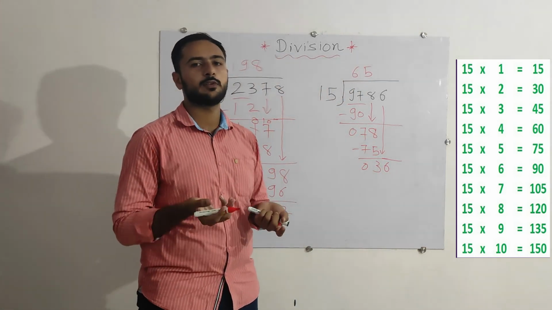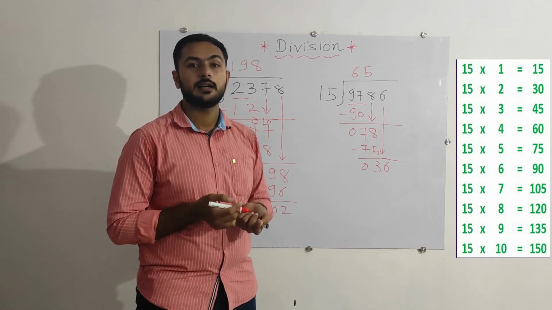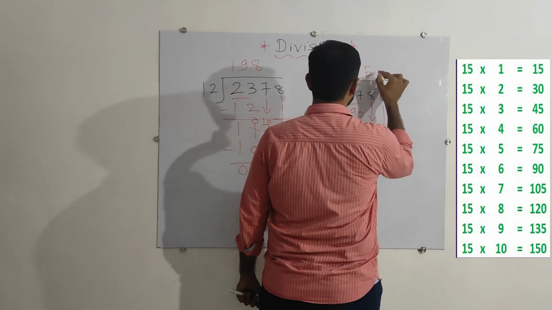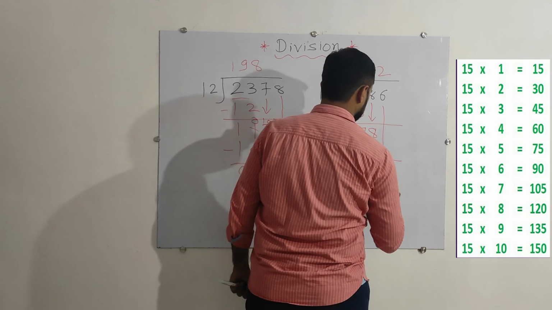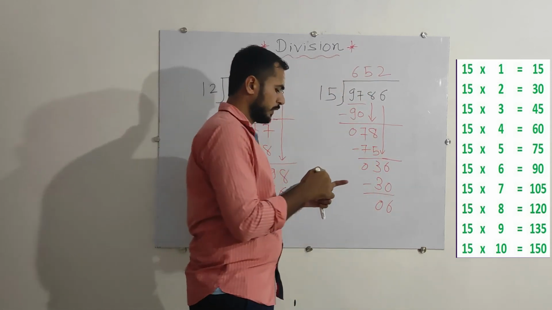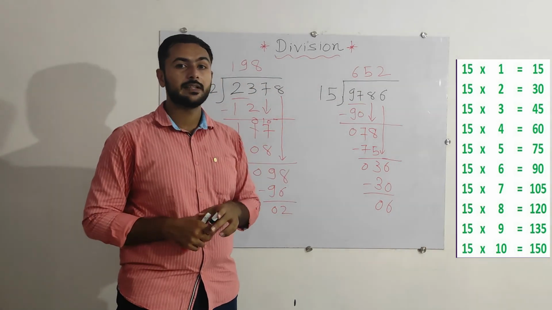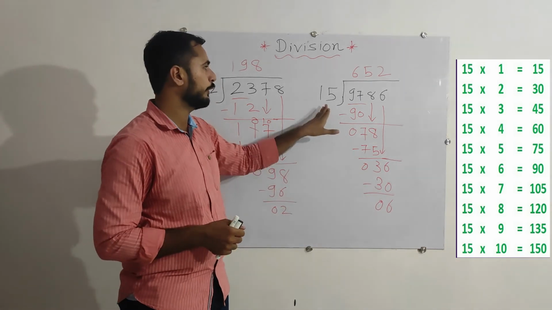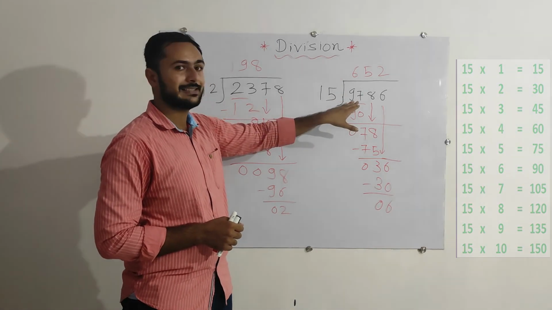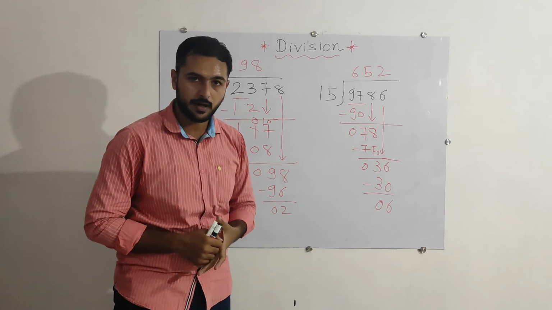Again do the same process. 15 1s are 15, 15 2s are 30, and 15 3s are 45. That's bigger than this. It means we will use the preceding one. So 15 2s are 30. Do the subtraction for this. The answer is 6 and here is 0. Now we don't have a number remaining for the calculation in the dividend. It means this is our final answer, where 15 is the divisor, 652 is the quotient, 9786 is the dividend, and 6 is the remainder.